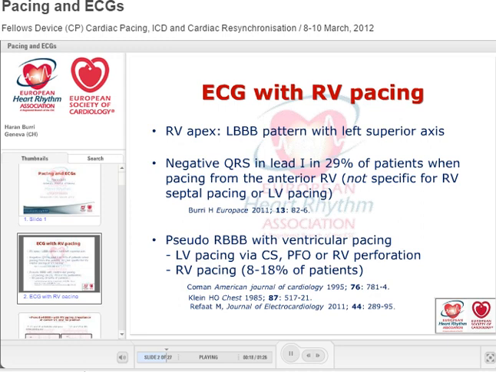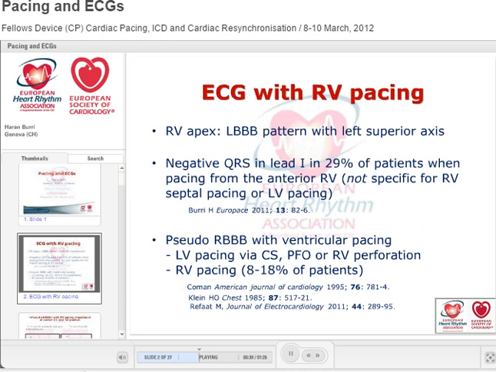There's a bit of a myth that if you're on the septum, you get a negative QRS complex in lead 1. It is a myth. It doesn't work that way. You'll find this in good textbooks, but there's absolutely no proof. In fact, the proof is rather to the contrary. If you have a negative QRS in lead 1, it's possible that your RV lead is actually relatively anterior.